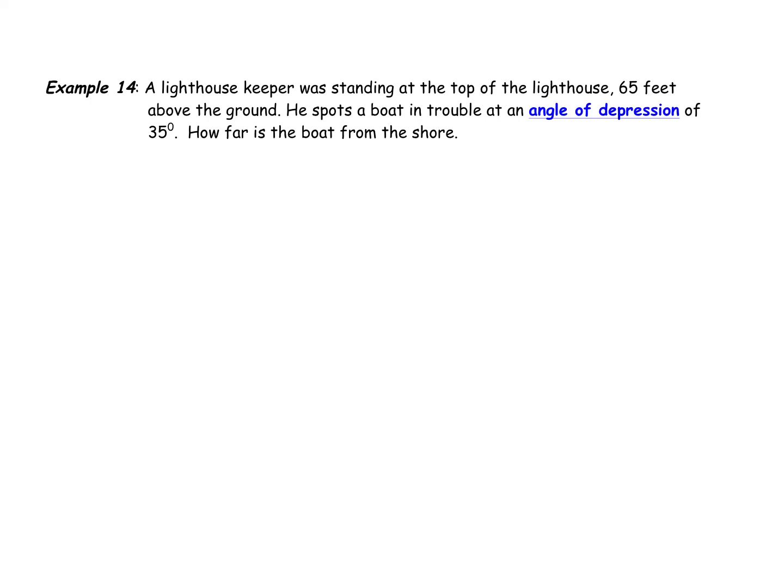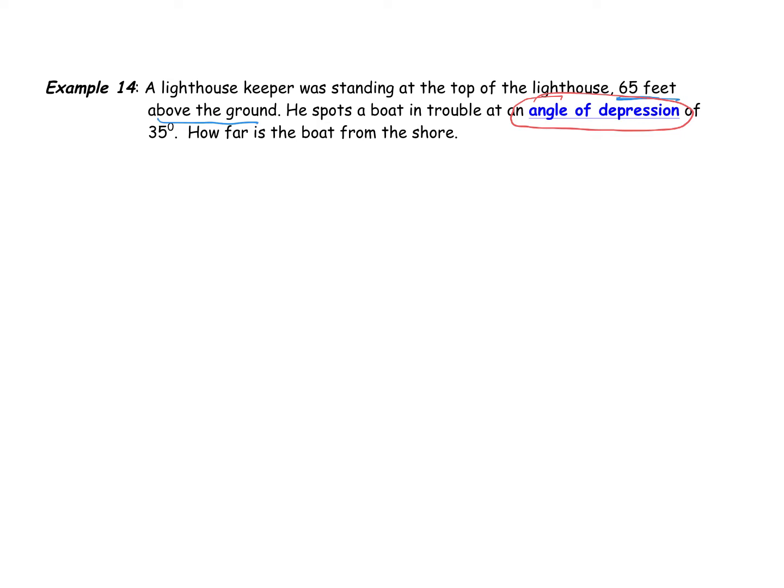In notes 6.2 example 14, we're given another application problem that uses right triangle trig. We're told that a lightkeeper was standing at the top of a lighthouse 65 feet above the ground. Then he looks down and spots a boat in trouble at an angle of depression of 35 degrees. And we're asked to find how far the boat is from the shore.